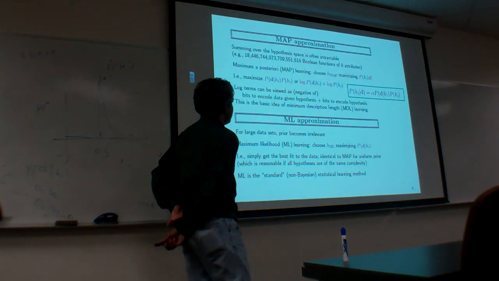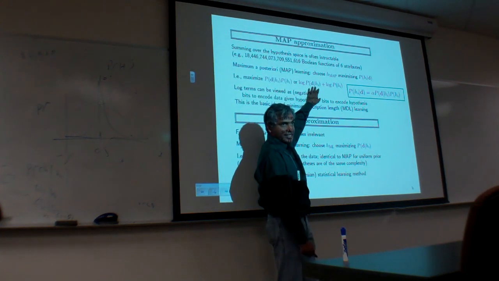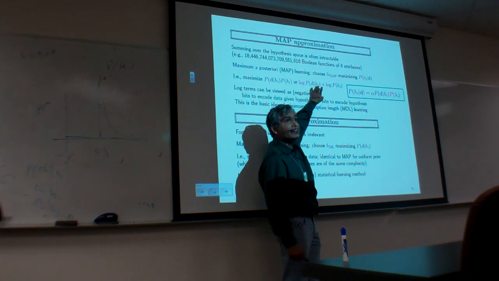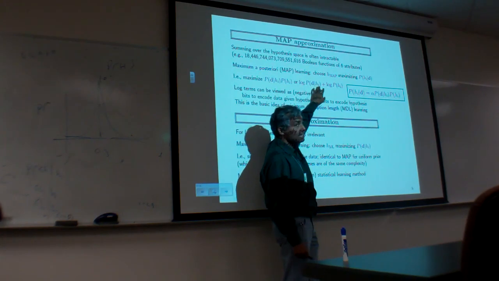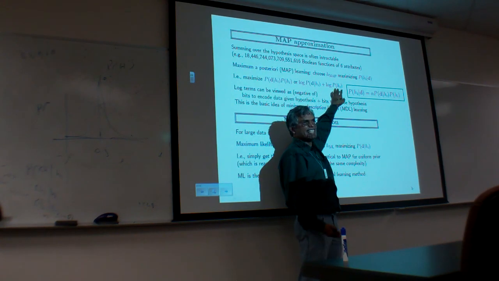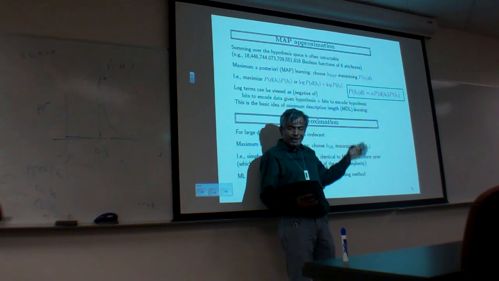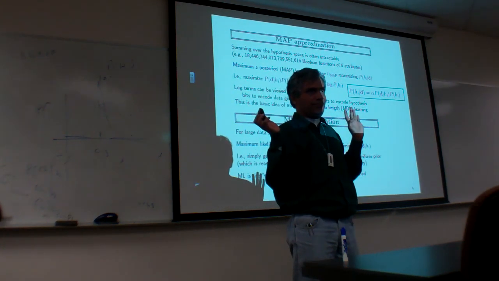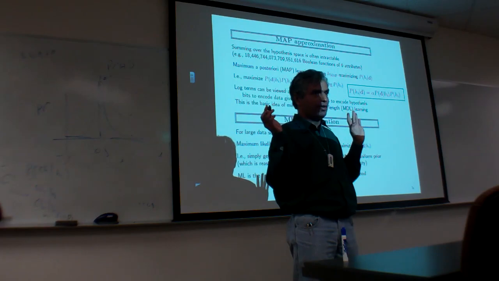Notice the interesting question: this part you see is basically the likelihood of the data given the hypothesis. This, on the other hand, is the likelihood of the hypothesis itself. To some extent, that's sort of a penalty on crazy hypotheses. Do you see what I'm saying?